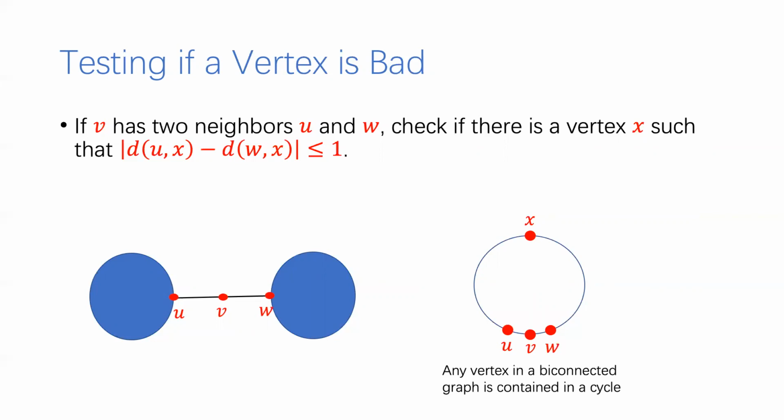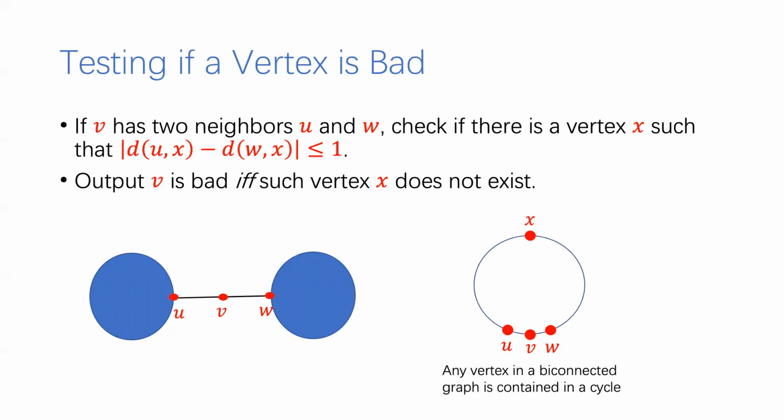If V is not an articulation point, then V is included in some cycle, because U and W are still connected after deleting V. Now consider the minimum cycle which contains these three vertices, and the vertex X with the maximum distance to V on the cycle. If it is an odd cycle, then the difference of the distances from X to U and W is 1. And if it is an even cycle, X has the same distance to V and W. So vertex V is bad if and only if such a vertex X does not exist.